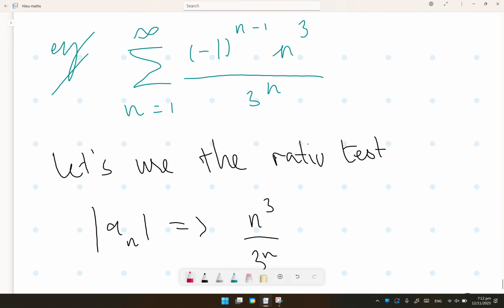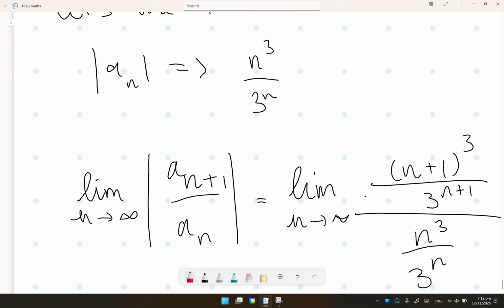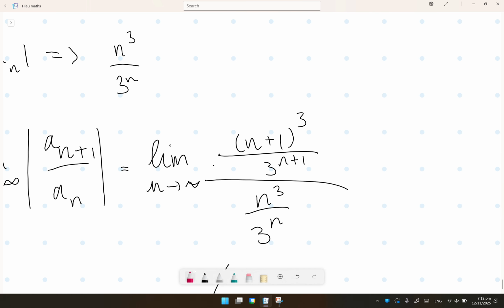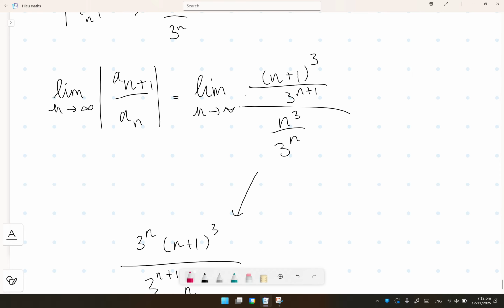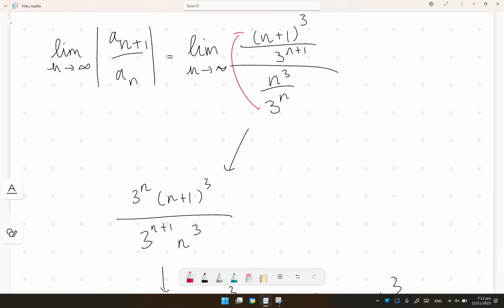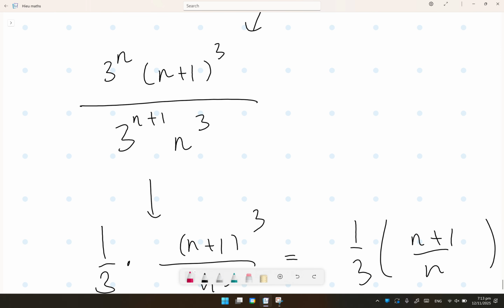3^n, n cubed over 3^n. And then if you do a_(n+1) over a_n, what you end up with is (n+1) cubed over 3^(n+1), times 3^n over n cubed. And then you just do some transformations with it. Take this one up, take this one into here. And what you end up with is here.